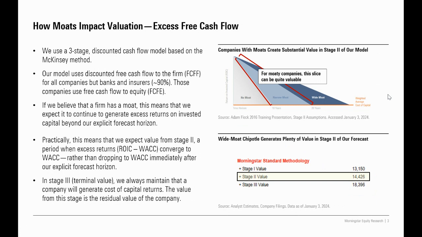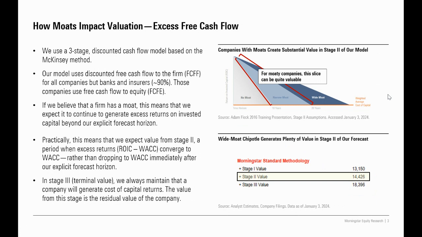For moaty companies, we're basically looking at the middle slice, so not the cash flows that we forecast in our 5 or 10-year horizon, and not the terminal value, which is the perpetual value of a company as a going concern when they're earning cost of capital returns, but that slice in the middle where they may still be earning excess returns on invested capital, even as competitors are trying to encroach upon their turf. And for moaty companies, this slice can be really valuable.